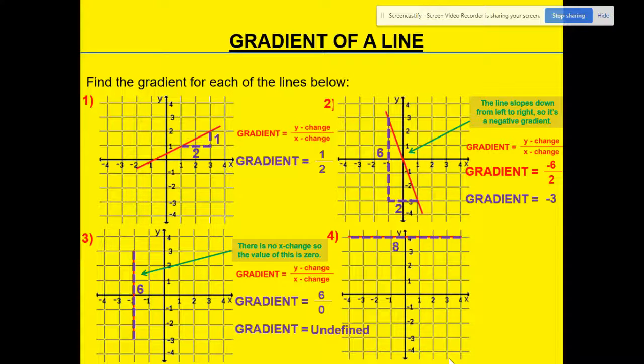Going all the way across the x-axis. So there's no y change, so the value of this is 0. So there we go. The gradient is 0. Going all the way along.